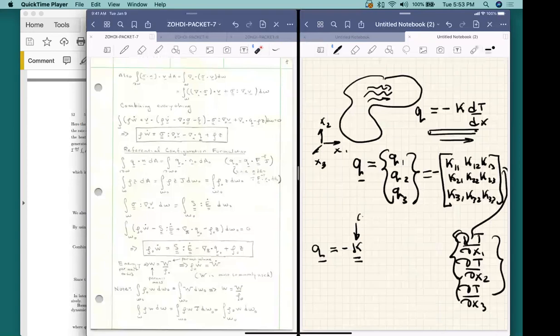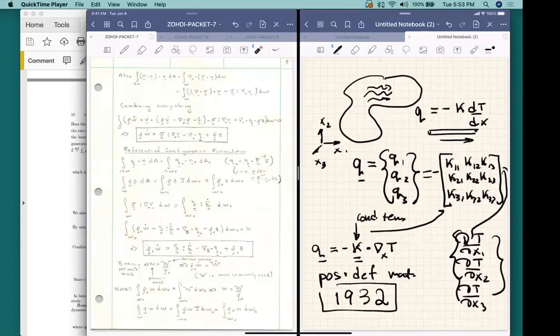So we call this the conductivity tensor, but it's really just the matrix of all of these constants, inner product with the gradient of the temperature with respect to X. Okay. Now, a couple of things about this conductivity tensor. Number one, it's a positive definite matrix. So it means it has positive eigenvalues. It is symmetric. And a Nobel Prize was given for this in 1932 to Lars Onsager.